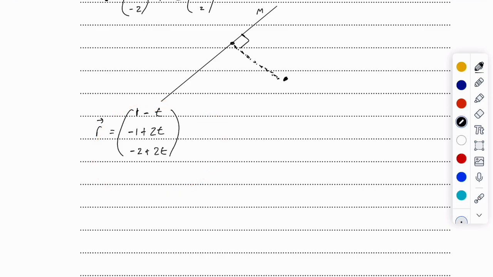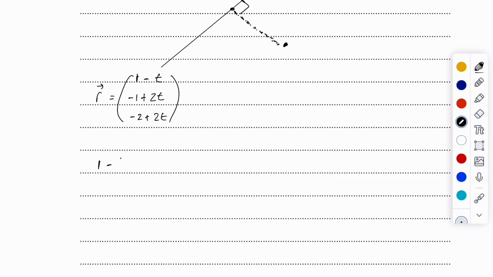Now, what we do know is it's perpendicular. So if it's perpendicular, that must mean the dot product with the direction vector must equal 0. Therefore, what is our direction vector? Well, this here is our direction vector, negative 1, 2, and 2. So therefore, I can say, well, 1 minus t, let me just copy and paste this one.